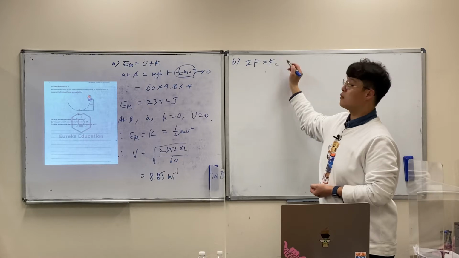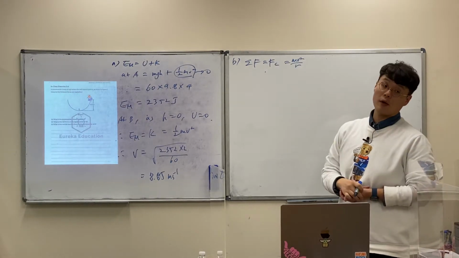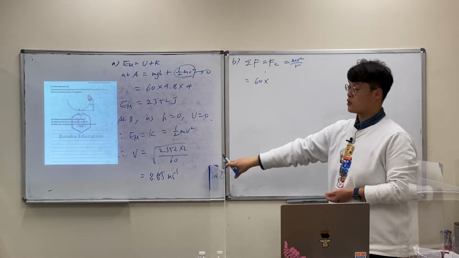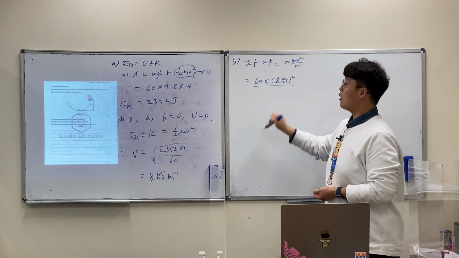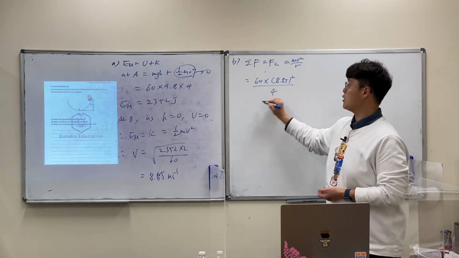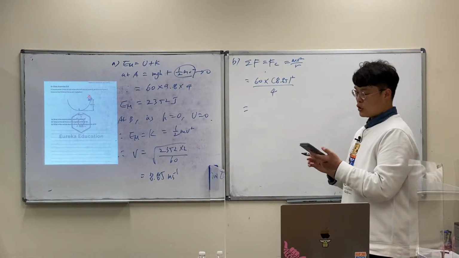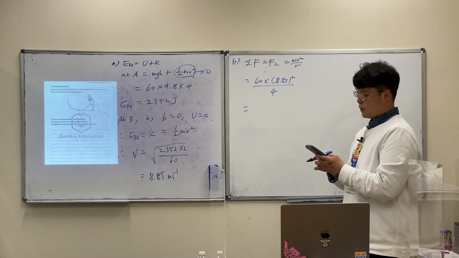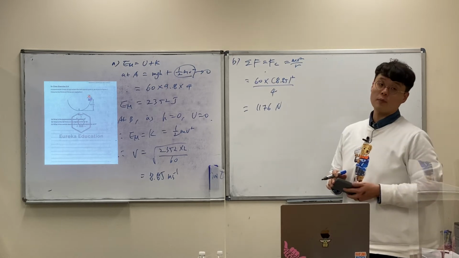Centripetal force, Fc, is mv squared over r. Do we know the mass? We do, 60. Do we know the v? We just found it, 8.85. Do we know the r? Yes, it's given, 4 meters for the radius. That will give you the net force value. So you can use the exact value saved in your calculator, that times 60 and divided by 4, and you should get 1176 Newton. That's for B.